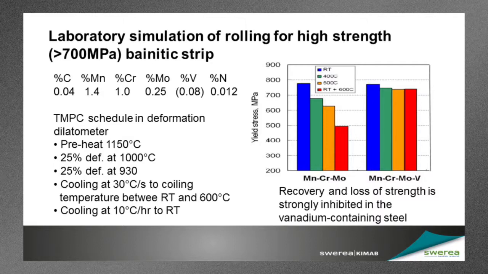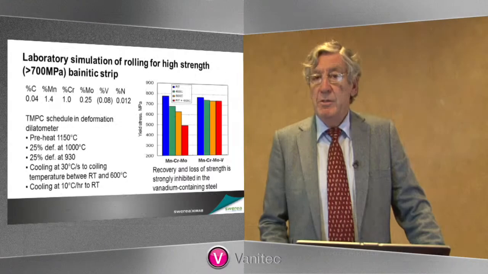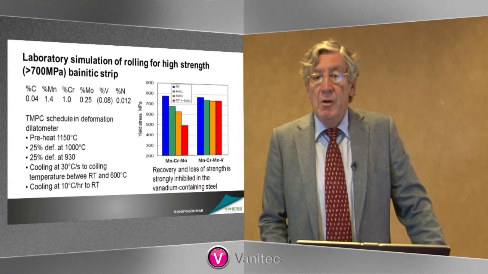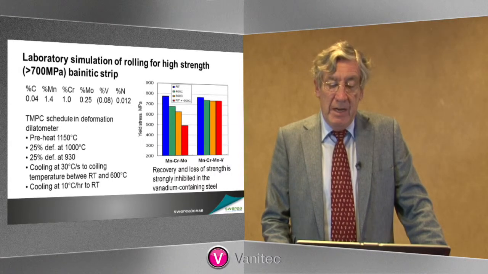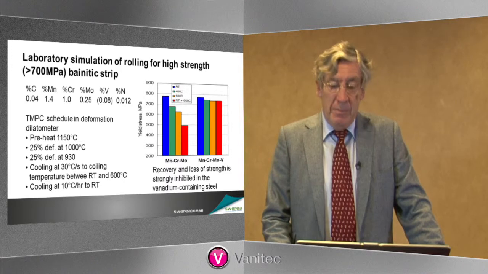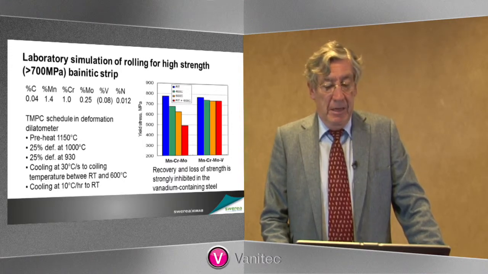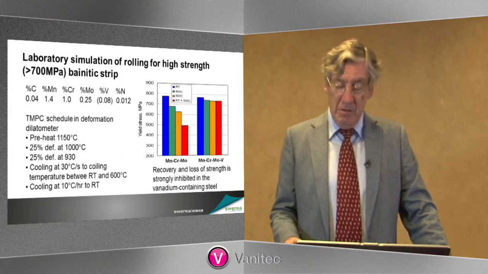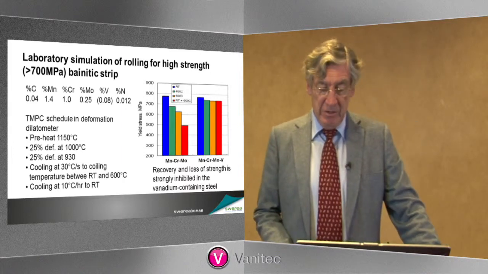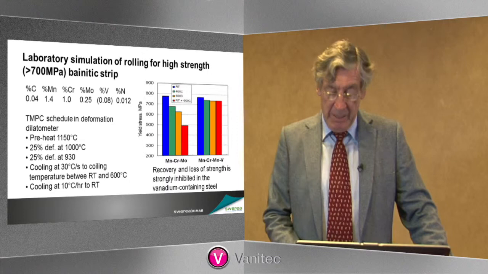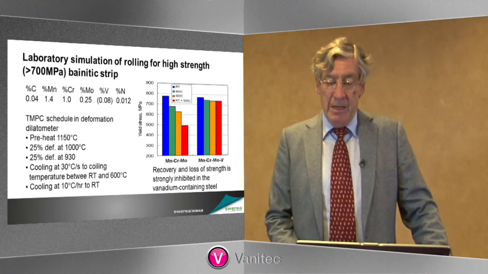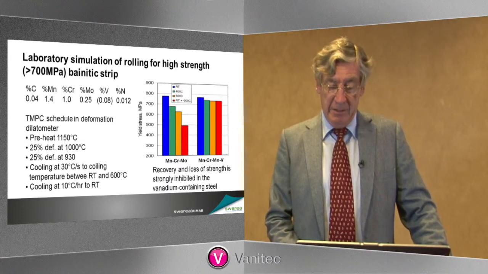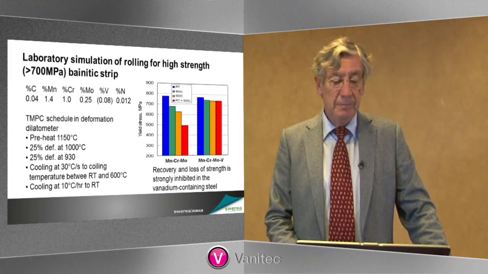And you can see again that the vanadium steel has almost the same strength as it had originally, whereas the steel without vanadium is now nearly 300 megapascals softer than it was. So this is a really interesting point. The vanadium is not affecting the original formation of the bainite, but it is affecting its recovery and softening thereafter.